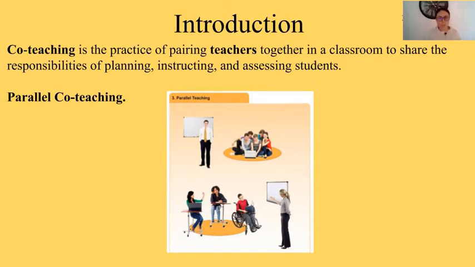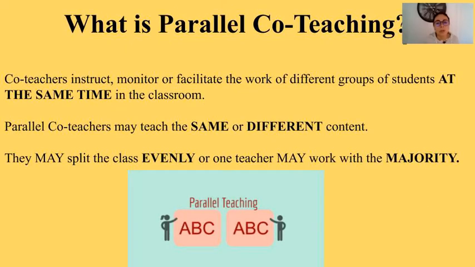Okay, this is an introduction to the lesson. So I'm going to define co-teaching. Co-teaching is the practice of pairing teachers together in the classroom to share the responsibilities of planning, instructing, and assessing students. So we're going to focus now on parallel co-teaching. What is parallel co-teaching? Co-teachers instruct, monitor, or facilitate the work of different groups of students at the same time in the classroom. Parallel co-teachers may teach the same or different content. They may split the class evenly, or one teacher may work with the majority.